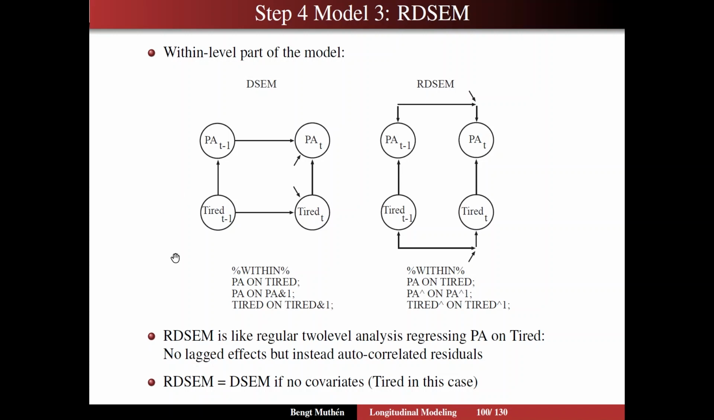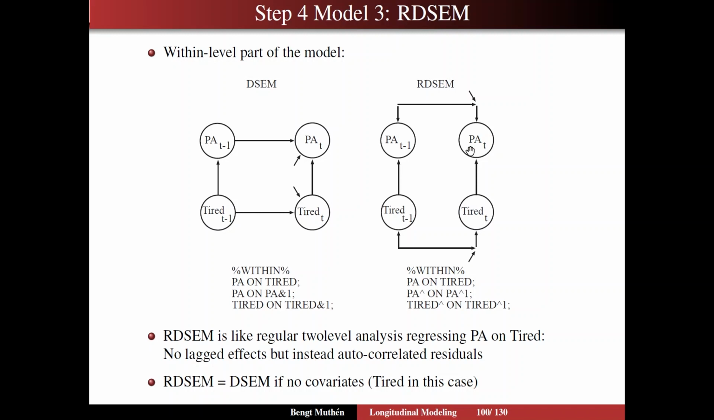So we have then a simple model, PA on tired, that's that regression, and PA on itself, that's the autoregressive part or dynamic part of the model, and tired on tired at the previous time point, the autoregression for tired. Now for RDSEM, we changed the model. We no longer have these dynamic autoregressive relationships between the variables themselves.